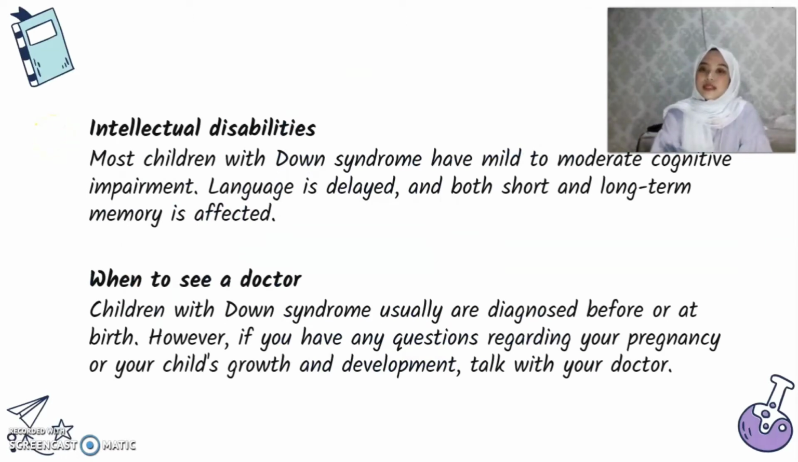Intellectual disabilities. Most children with Down syndrome have mild to moderate cognitive impairment. Language is delayed, and both short and long-term memory is affected. When to see a doctor: children with Down syndrome usually are diagnosed before or at birth. However, if you have any question regarding your pregnancy or your child's growth and development, talk with your doctor.